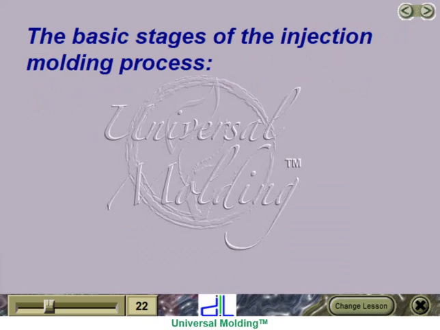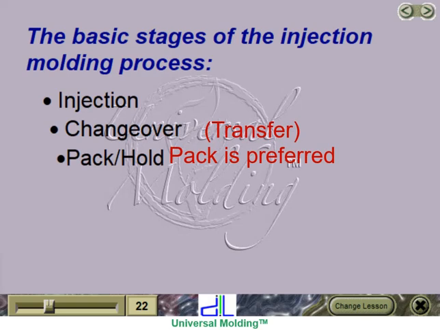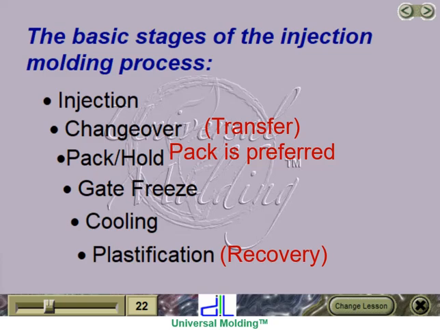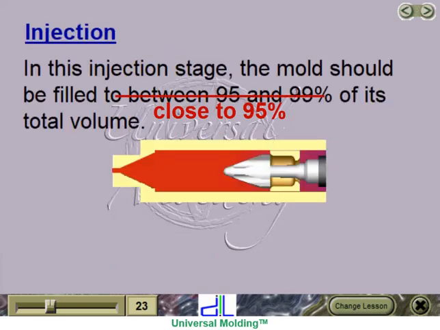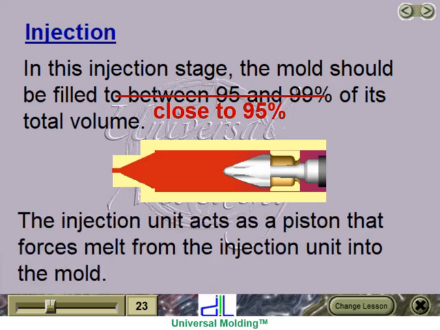The basic stages of the injection molding process: injection, changeover, pack hold, gate freeze, cooling, plastification. Injection: in this stage, the mold should be filled to between 95 and 99% of its total volume. The injection unit acts as a piston that forces melt from the injection unit into the mold.